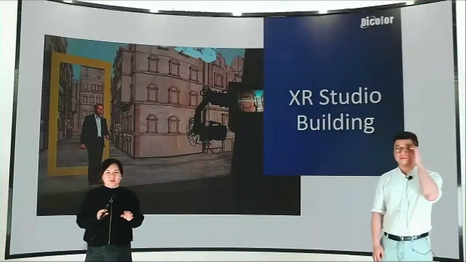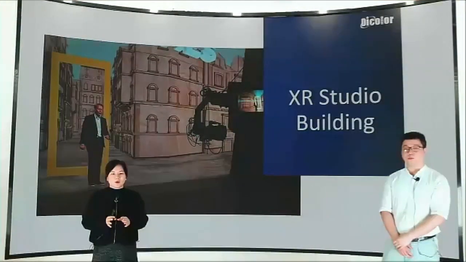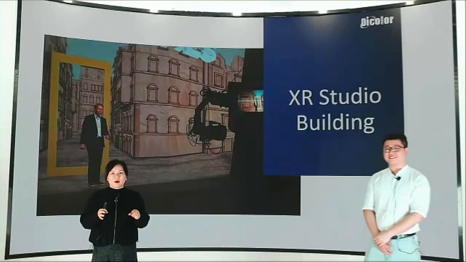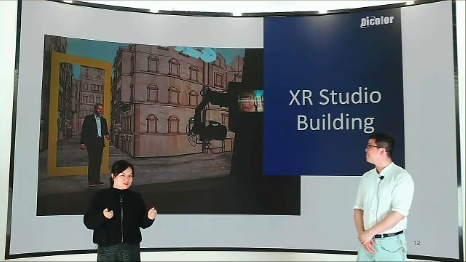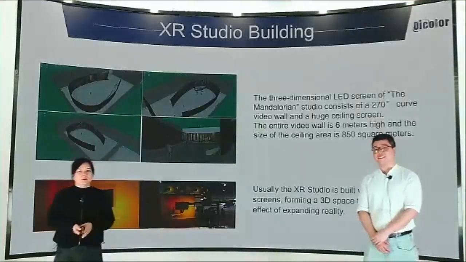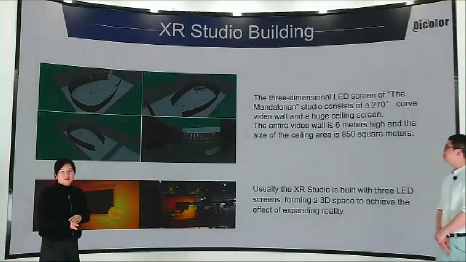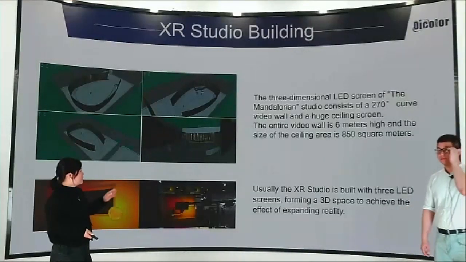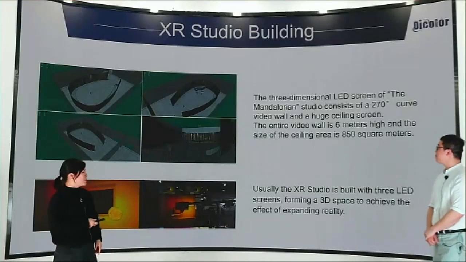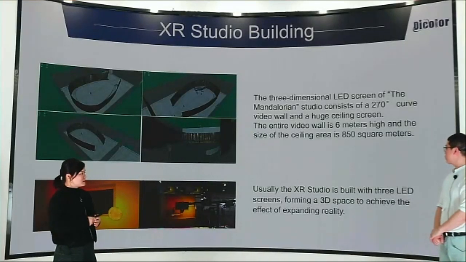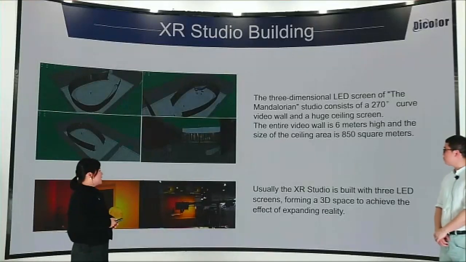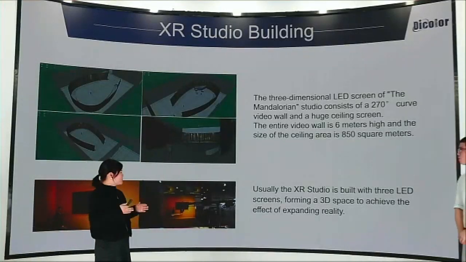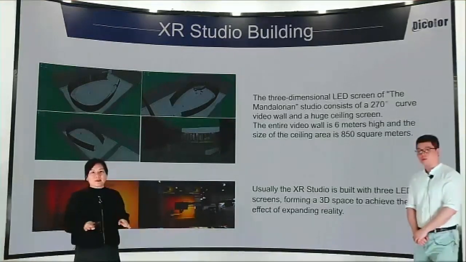So now we know clearly a basic definition of XR technology. Now, in a physical way, how can we build the XR studio? Of course, screens, but what else? As I said, screens are a priority. Usually the XR studio is built with 3 screens: 2 main screens and the floor. Sometimes, of course, you need a ceiling, forming a 3D space to achieve the effect of expanding reality.